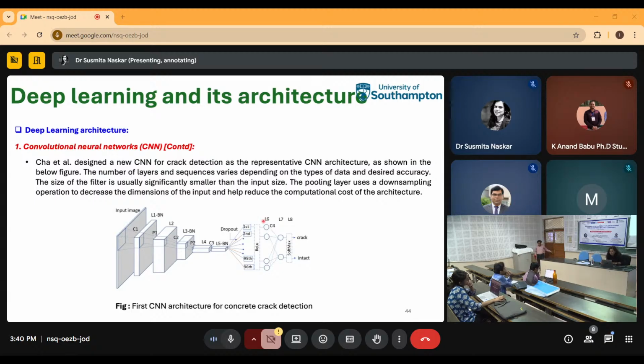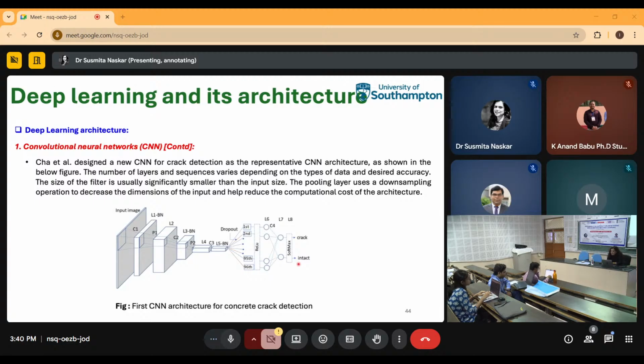And these layers combine all the learned features to form a final decision, right? And then what is the final layer? That is the output layer. What the output layer does is that the network produces two main output columns. One is the crack, if the image contains a crack, and another is the intact, which means the image does not contain any kind of crack, right?